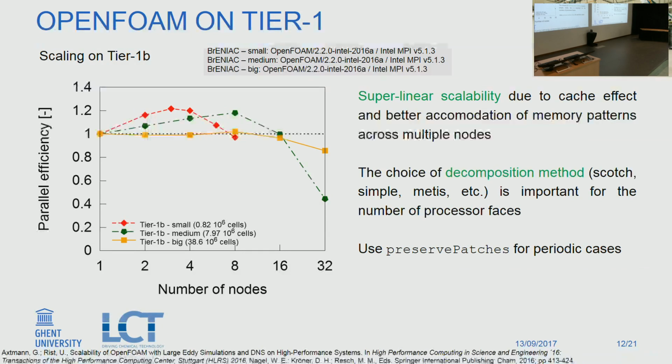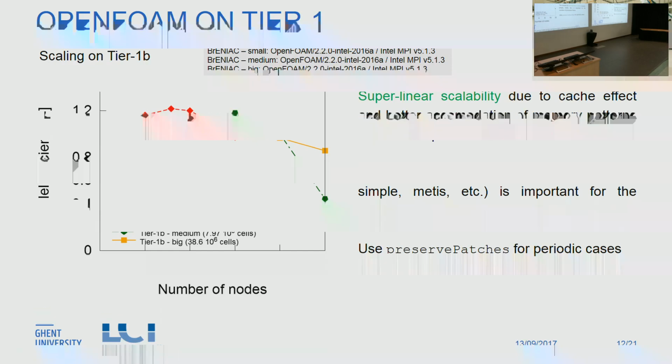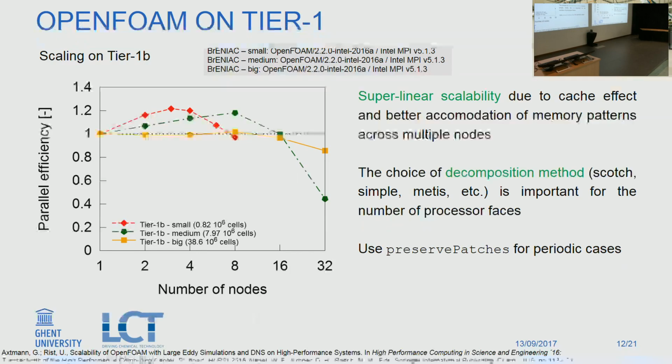One thing that I wanted to highlight as well is preserve patches for periodic cases. So that's what we want to do if you want to recycle information from one patch to the other. This is inherently a transfer of information, so it's most efficient if these two patches are treated on the same processor. And then you limit the communication in between. So this preserve patches, it's in the decomposeParDict that you can put as a keyword. And you can specify that certain patches should be treated on the same processor.